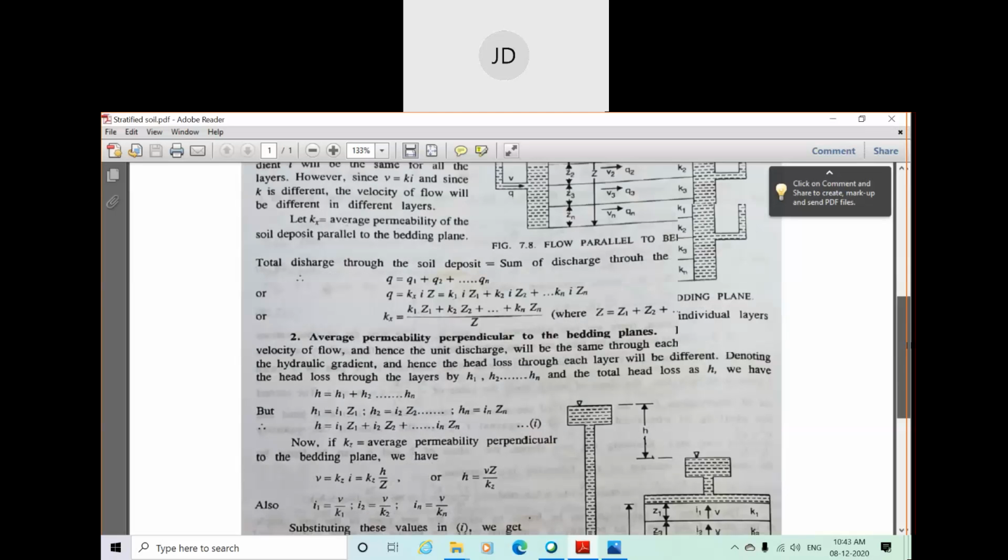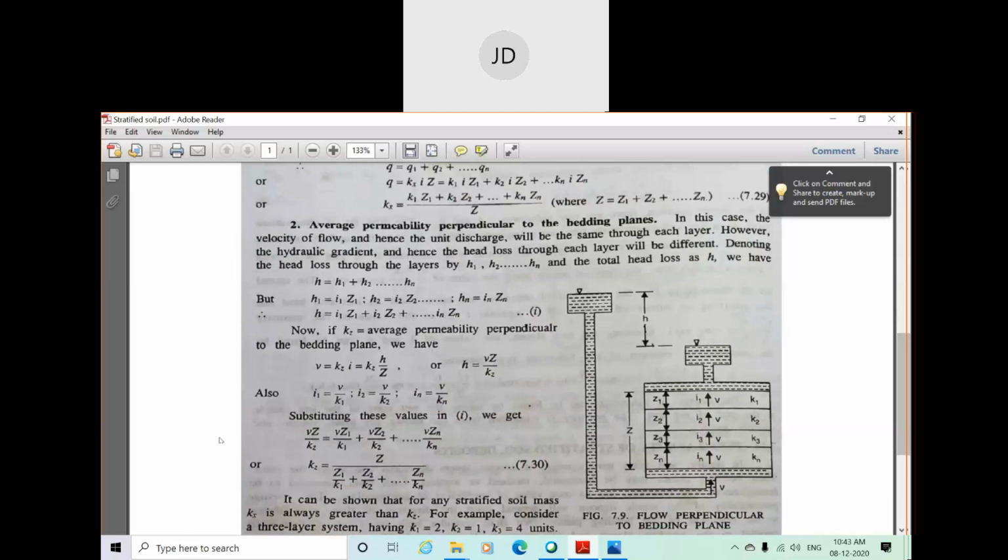In case of flow perpendicular to the bedding plane, we can find the coefficient of permeability using this formula. In this case, you can see the difference between this formula and the previous one. Here, thickness is in the denominator as well as the numerator. Here kz is equal to the total thickness, that is Z, or you can also write Z1 plus Z2 plus Z3 up to Zn.